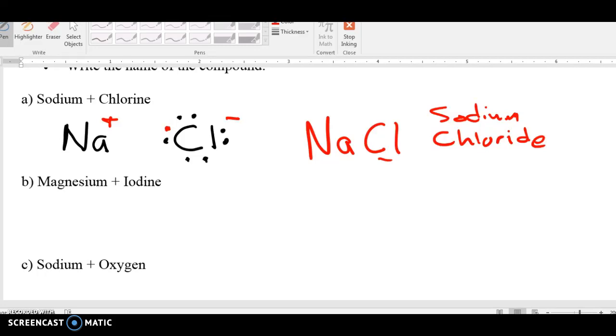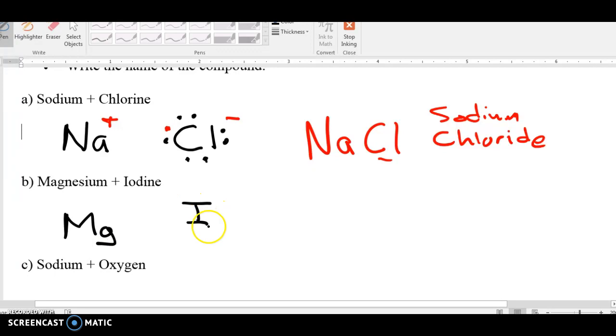You want to verify your work. So let's take a look. Okay, so we write the symbol, magnesium plus iodine. Yeah, I'm drawing that in a weird place. All right, now let's do the dots. Magnesium is two families over, so we know it has two dots. Iodine is in that seventh family, just like chlorine. So 1, 2, 3, 4, 5, 6, and I'm going to go 7.